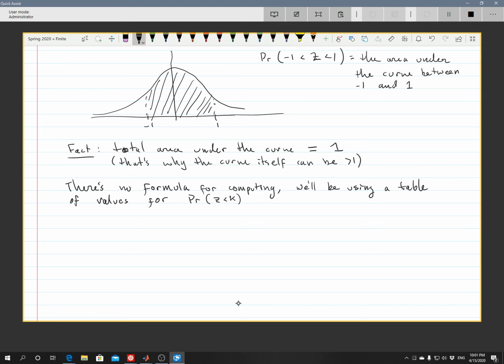Okay. So this would correspond to the area, right? If this is k here, then the probability that z is less than k would correspond to the region to the left over there. I uploaded a table to the assignment, so you guys can have access to it too. It's just from the textbook.